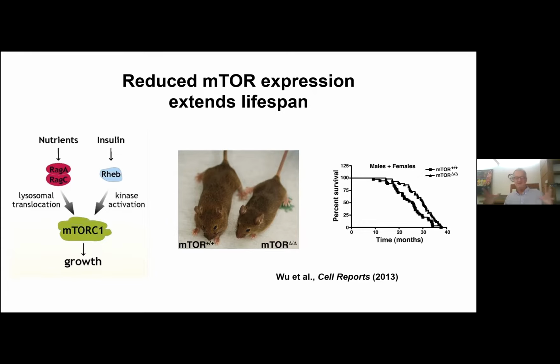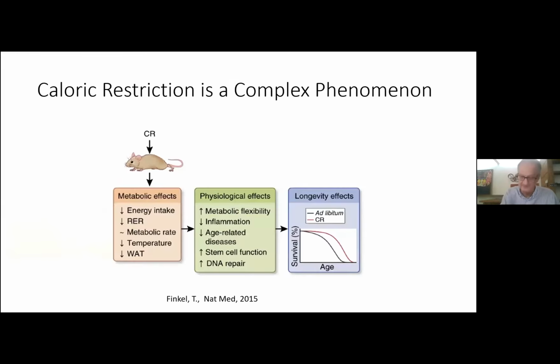It's certainly not the entire answer, because if you look in lower organisms, for instance, at strategies that reduce mTOR activity and prolong life, you can still get additional benefits from reducing caloric intake in those model systems, suggesting that not all the effects of caloric restriction are mediated through a reduction in mTOR activity.